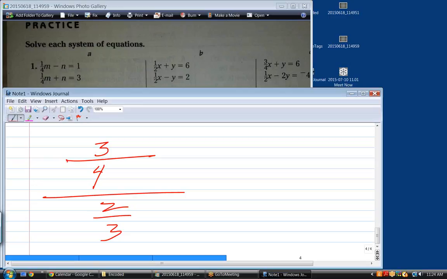How do you divide fractions? Flip the denominator and multiply. In other words, it's a lot like turning a subtraction problem into an addition problem. We're going to turn a division problem into a multiplication problem every time.